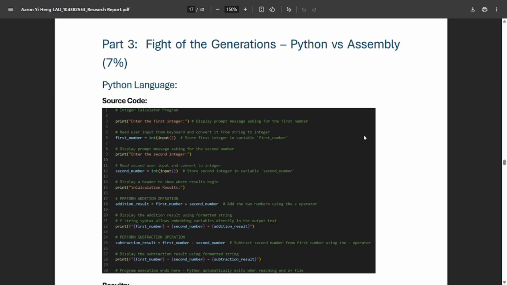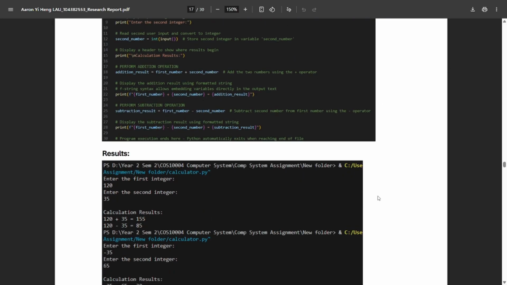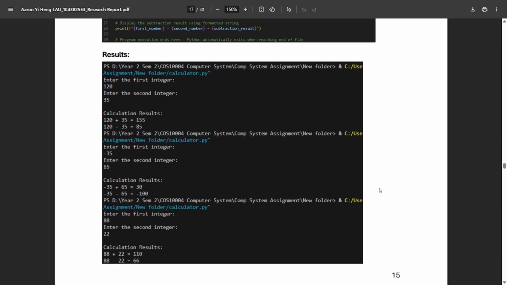The entire program can be written in just a small number of lines, and the code stays very clean and simple. Python also provides built-in functions for reading user input, performing arithmetic, and displaying output, which speeds up development dramatically because Python uses an interpreter. The program runs through a virtual machine instead of talking directly to the CPU. So execution isn't as fast as lower-level code, but for most everyday applications, the speed is more than enough.